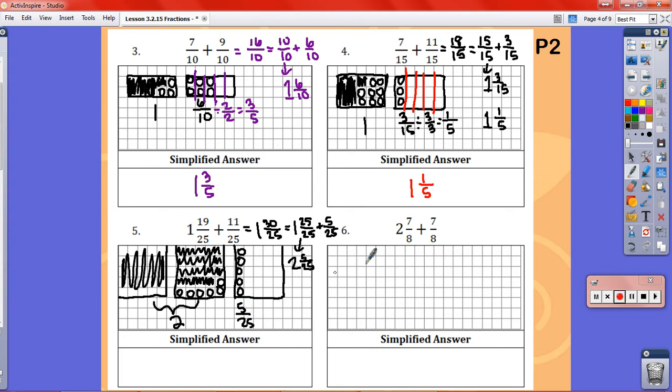Now 5 and 25 are both divisible by 5. So we get 5 divided by 5 is 1, and 25 divided by 5 is 5. And we can show that like this. 1 is filled in out of 1, 2, 3, 4, 5. So it's 2 and 1/5 after we simplify. Okay.